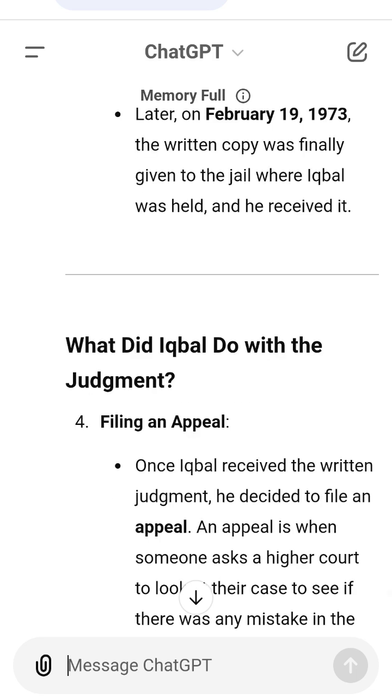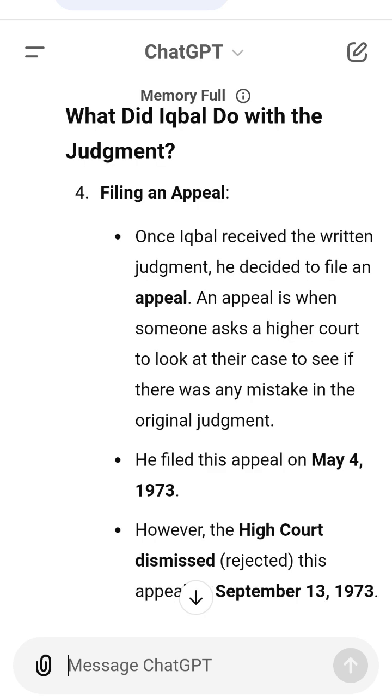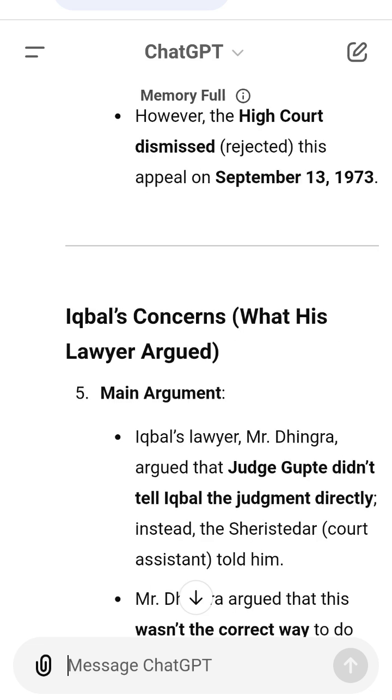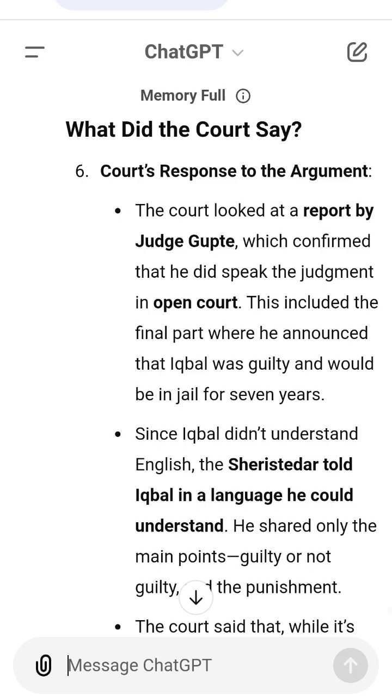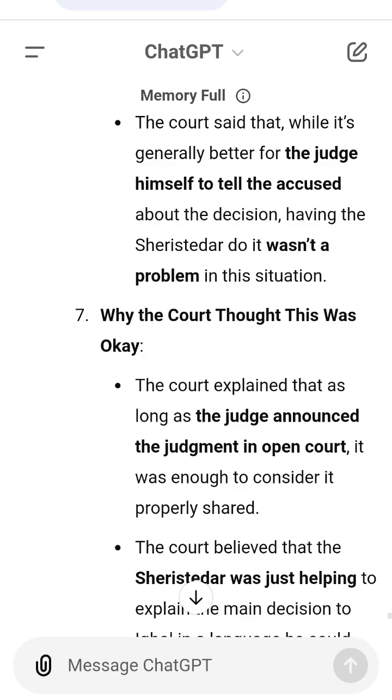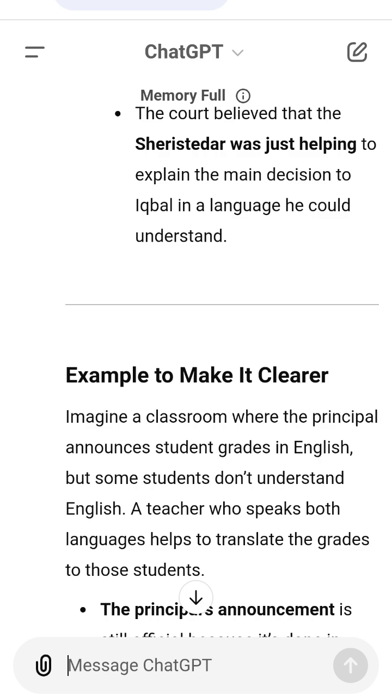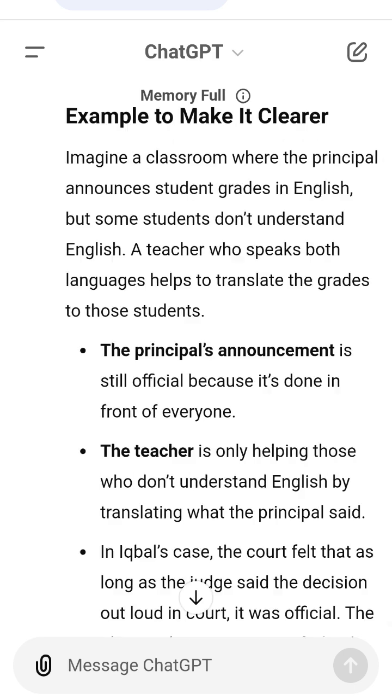Example to make it clearer. Imagine a classroom where the principal announces student grades in English, but some students don't understand English. A teacher who speaks both languages helps to translate the grades to those students. The principal's announcement is still official because it's done in front of everyone. The teacher is only helping those who don't understand English by translating what the principal said. In Iqbal's case, the court felt that as long as the judge said the decision out loud in court, it was official. The Sheristadar was just translating it for Iqbal.